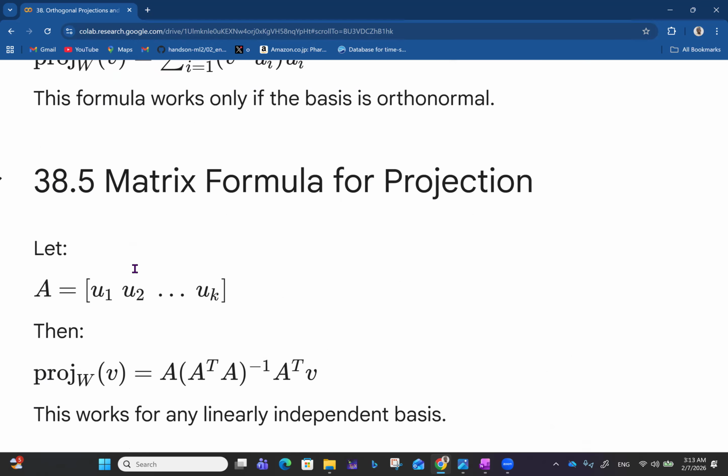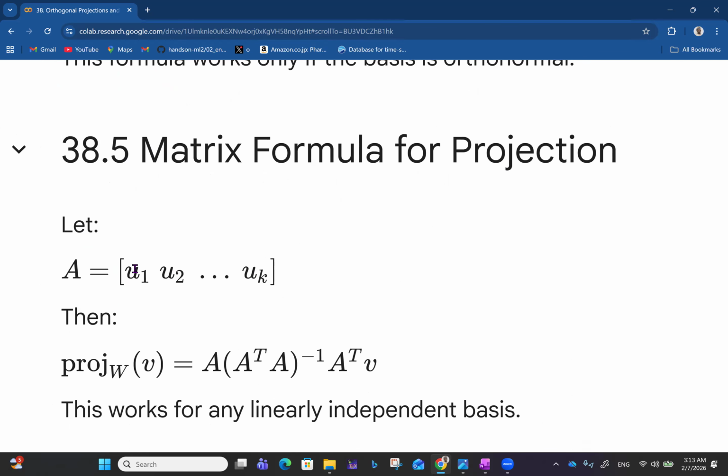Okay, so we can also talk about the matrix formula for projection now. What if we are dealing with matrices? So you have a matrix A whose columns are made up of vectors u1, u2 up to uk. Then the projection of v onto W can be written as A (A transpose A) inverse, multiplied by A transpose v. This works for any linearly independent basis. Of course, you have to be sure that the matrix formed here is linearly independent, meaning that in echelon form, there's no zero row at all.